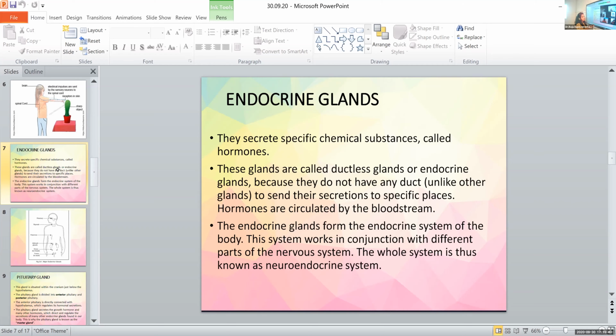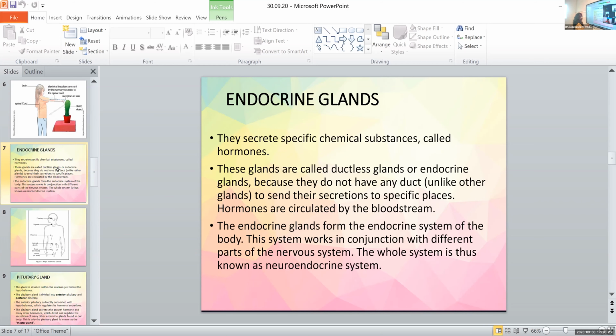This endocrine system works along with the central nervous system or the other nervous system in order to bring about various functions. So together, the endocrine as well as the nervous system are known as the neuroendocrine system. Anything related to the nervous system, we usually add the prefix neuro. So here we have the neuroendocrine system, which means the nervous system as well as the endocrine system work together to bring about different functions.